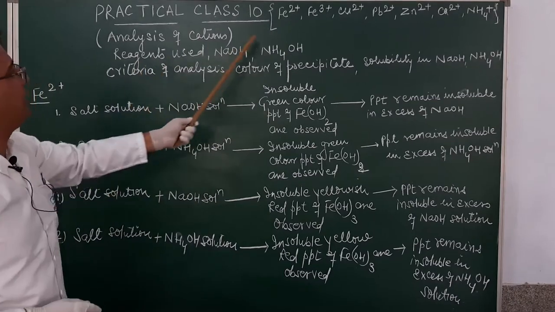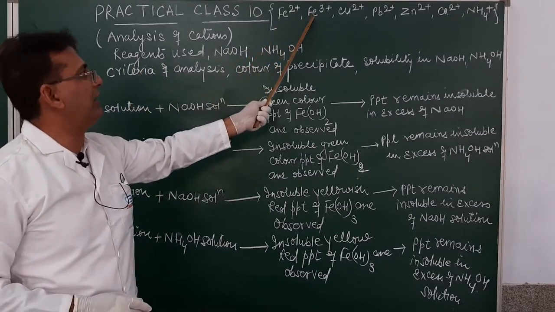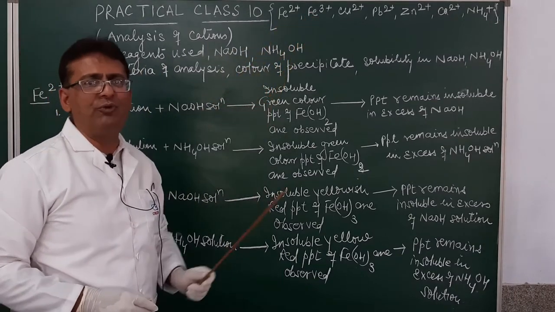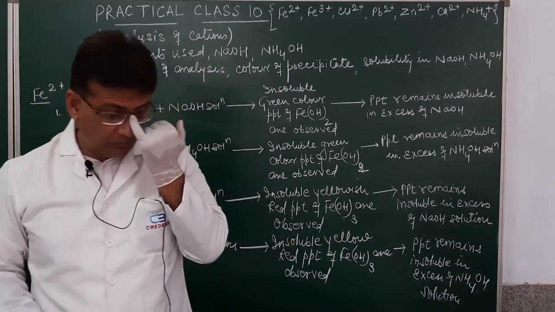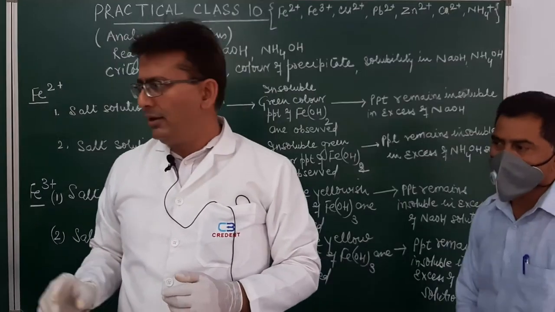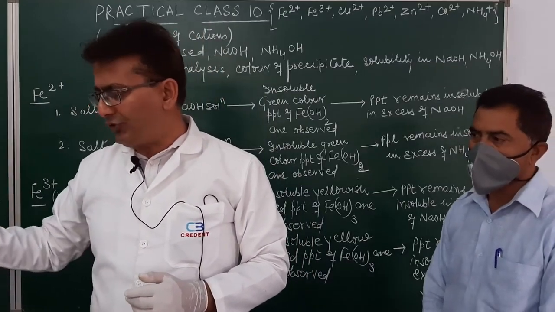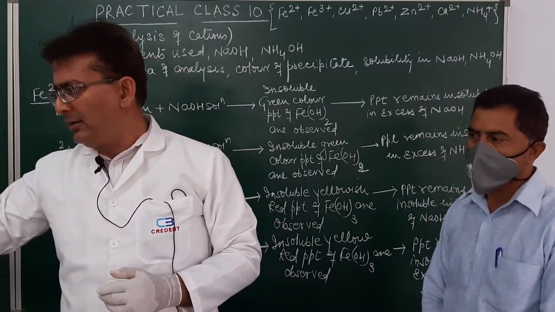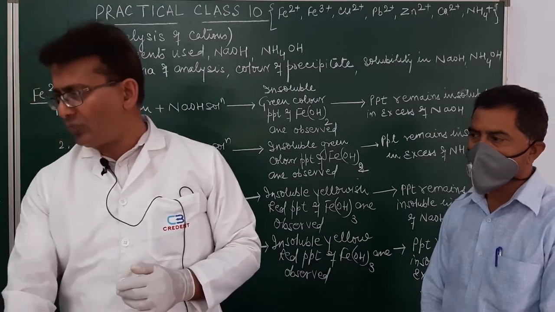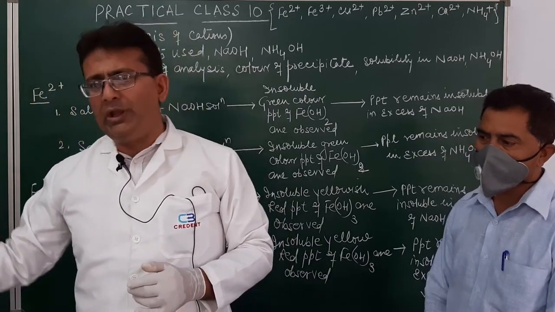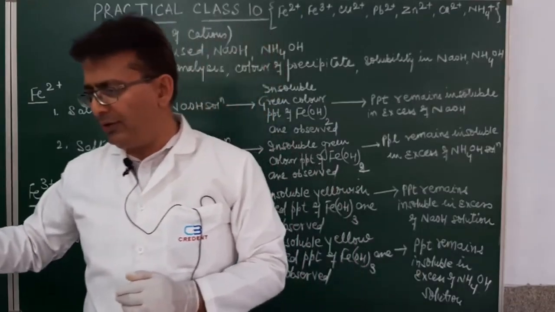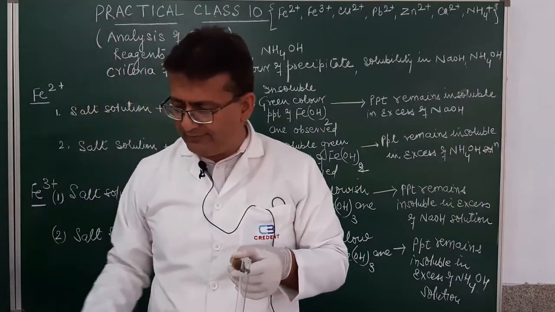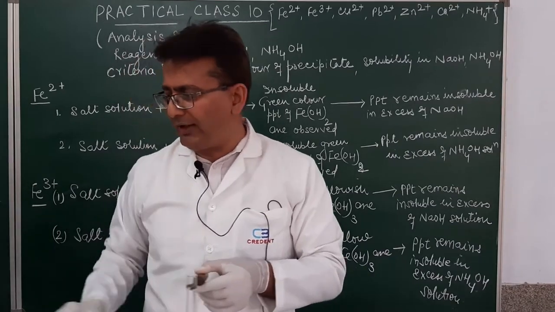Now, another radical which has to be identified in class 10th is the ferric ion. How will we identify the ferric ion? Again, the process will be the same. We will hold the test tube in a test tube holder and take ferric chloride solution into it, and to that solution we will add sodium hydroxide once and ammonium hydroxide another time.